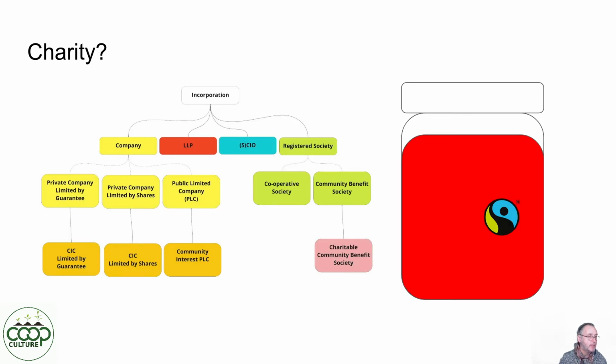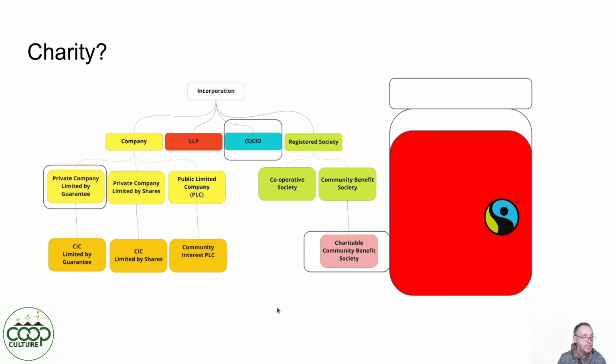So just before we leave this, what about charity? Because charity is basically a tax status. By virtue of what you do, if it fits a set of criteria and your governance is set up in the right way, you can get charitable status, which means you get various tax benefits, but it also comes with various restrictions on what you do. So stretching this jam jar metaphor, it's a bit like a fair trade mark that you'd stick on the side of your jam jar. And the relationship with the various different legal forms is that not all of them can be charitable.